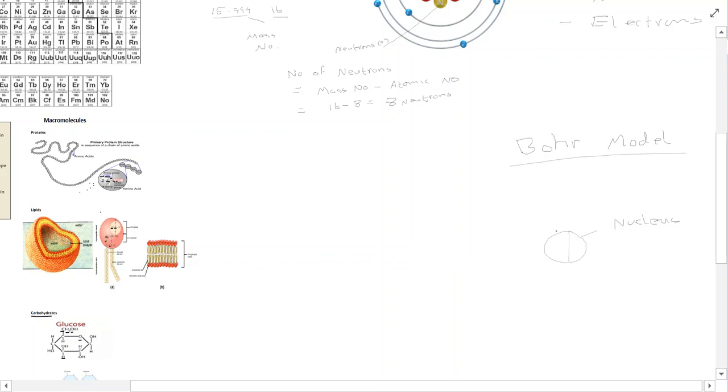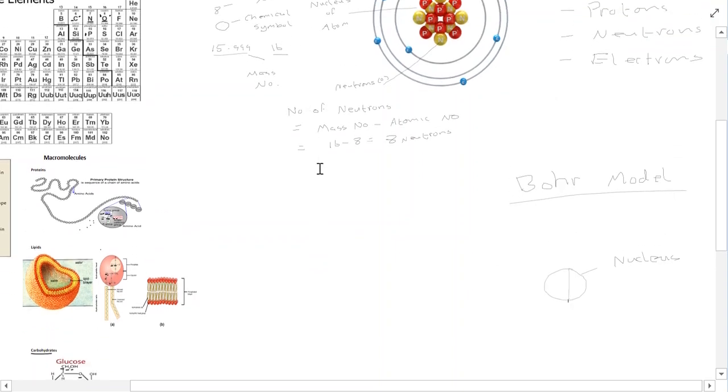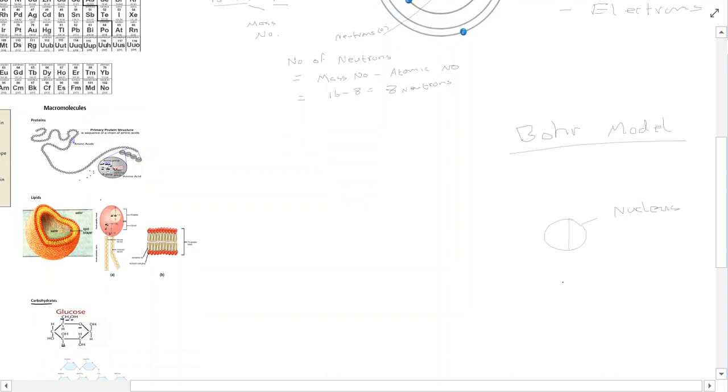If we take the case of oxygen, we know that its atomic number is 8, so the number of protons is 8. We represent that by writing an 8 and a P beside it. That means that within the nucleus of an oxygen atom you have 8 protons. Then you can write the number of neutrons that are present. So we have 8 neutrons, 8n. This represents the number of protons and neutrons present within the nucleus of the atom.